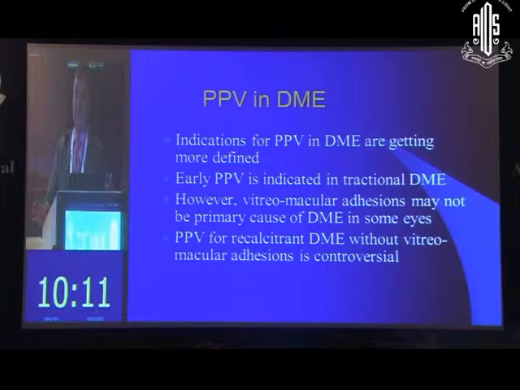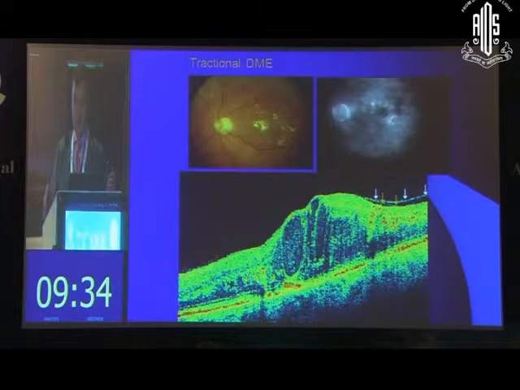So as we understand the pathogenesis and with better imaging modalities, the indications for PPV in diabetic macular edema are getting more defined. We do indicate at this time early pars plana vitrectomy in cases of tractional DME. However, vitreomacular adhesion may not be the primary cause of DME in some eyes. So it's always worthwhile to try anti-VEGF before, maybe, if that was not the real reason why the diabetic macular edema is there. So I think that's an important issue. And PPV, as I already said, for recalcitrant DME is a controversial subject.